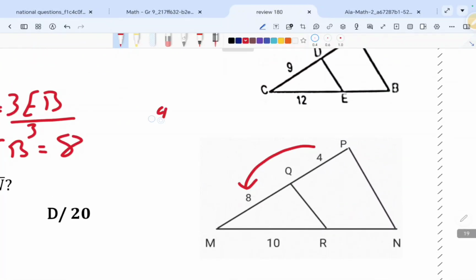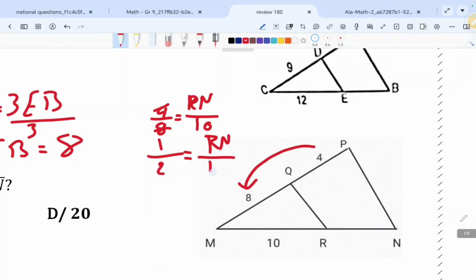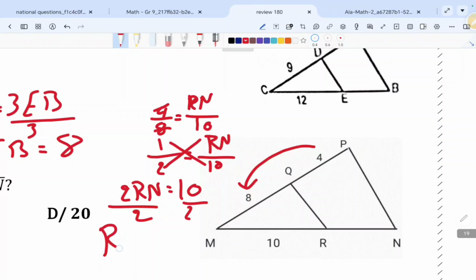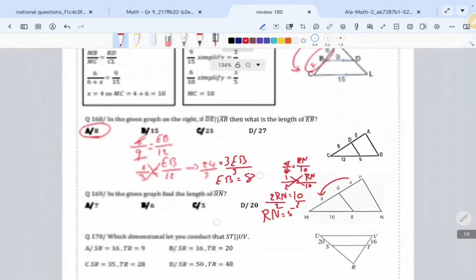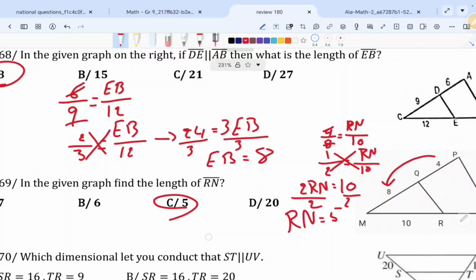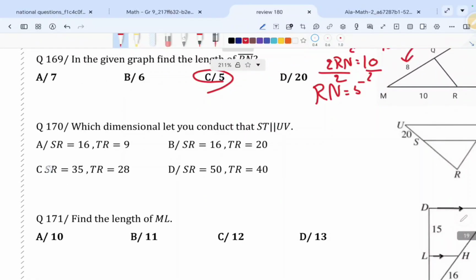4 out of 8 is equal to, can I say 10 out of Rn? No, you have to start with the same signs, okay? Rn out of 10. Can I simplify? Yes, it will be 1 out of 2. Rn out of 10. Simplify, 2Rn equals 10 divided by 2 divided by 2. Rn is equal to 5. So 5 is the correct answer. And this one, C is the correct answer.